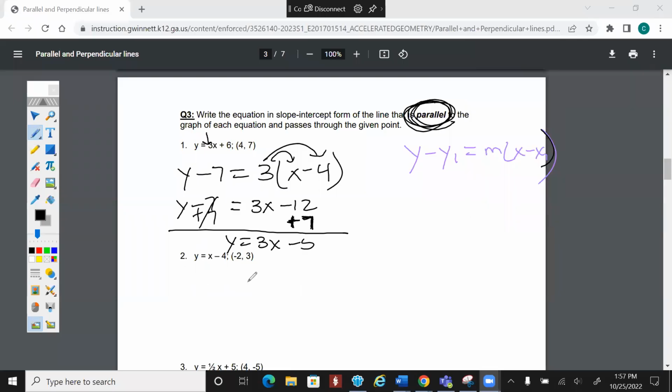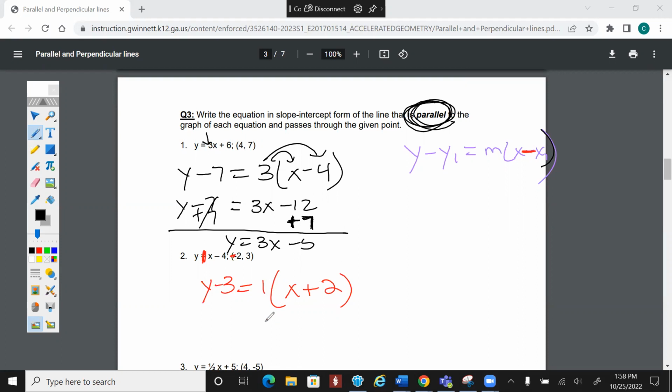So now we're going to do this one. Everybody and their mother always asks me what we do with the negatives. So let's talk about it. The slope is 1, so we're going to plug that in. When we substitute these other numbers in, we're going to have y minus 3 equals 1 times x plus 2. The reason this is now plus is because in the original equation it's minus, and then we got a negative 2.